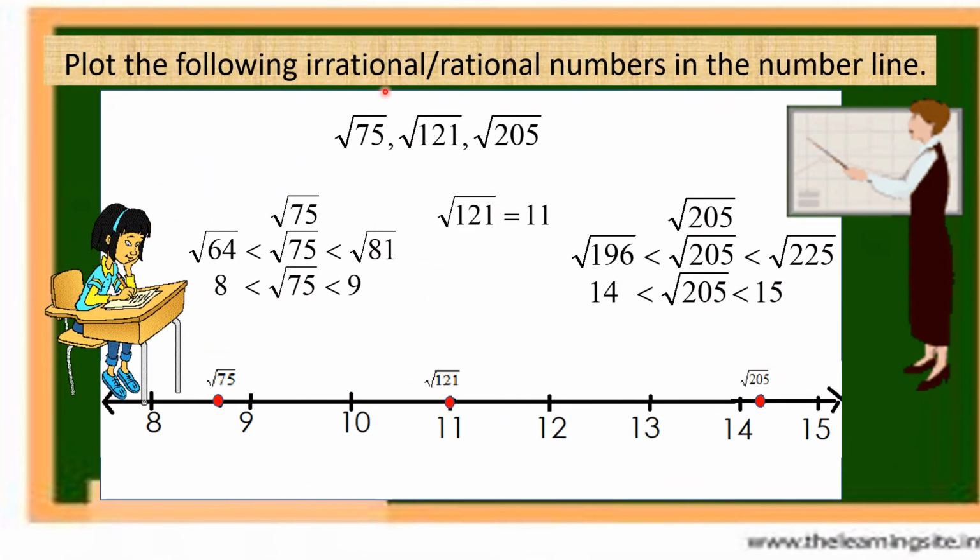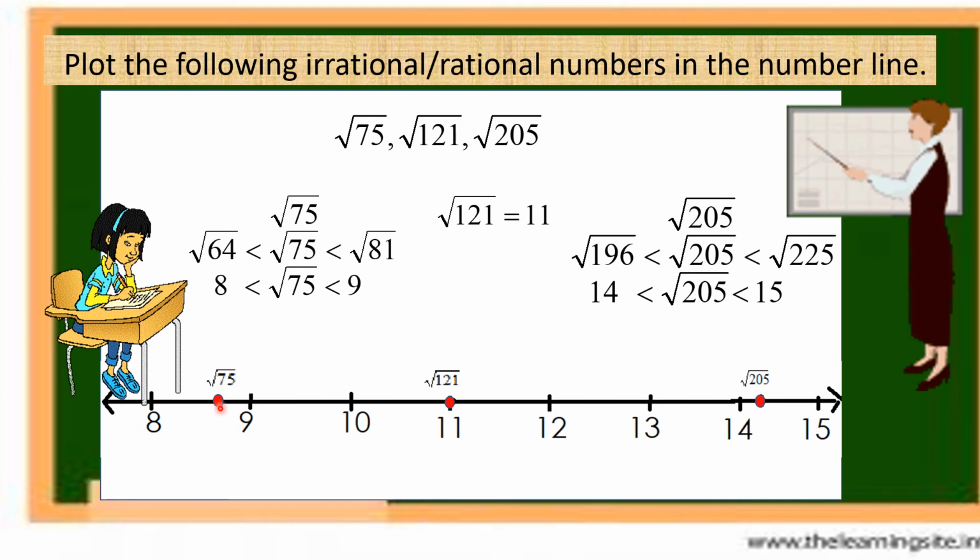We need to plot the following irrational or rational numbers in the number line. So we have square root of 75, square root of 121, and square root of 205. Square root of 75 is in between square root of 64 and square root of 81. Square root of 64 is 8 and square root of 81 is 9. Therefore, square root of 75 is between 8 and 9.